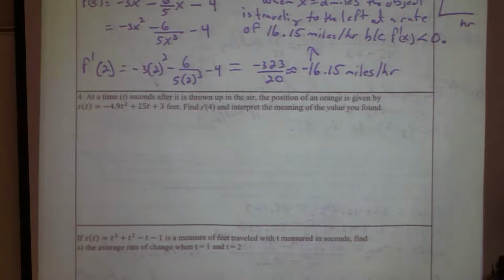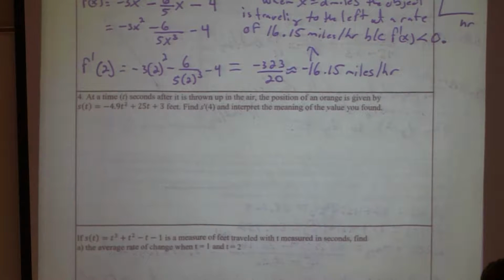What are they talking about here? It's about falling. At a time t seconds after it is thrown up in the air, the position of an orange is given by this equation. Find S prime of 4 and interpret the meaning of the value you found.